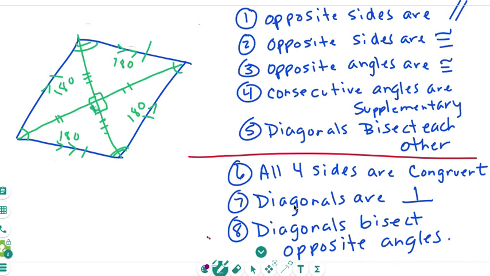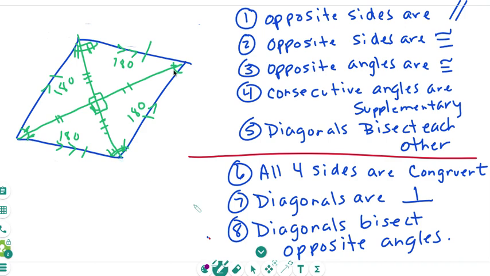And then the diagonals also bisect the opposite angles. So that makes this angle congruent to this angle, congruent to this angle, congruent to this angle, and this angle congruent to this angle.